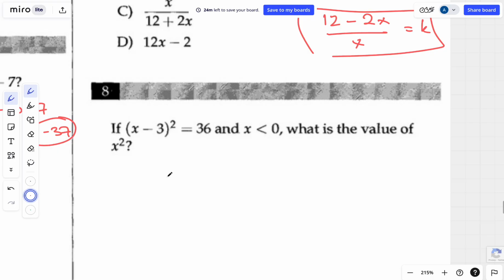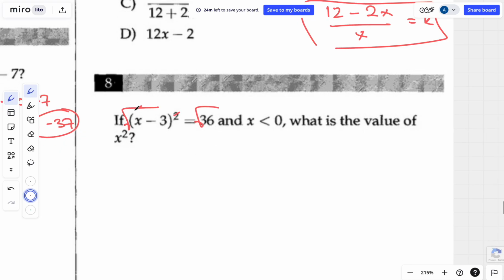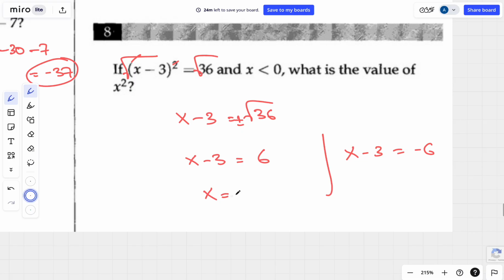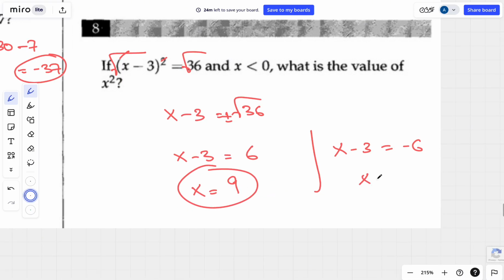Question 8. We need to find the value of x squared. So we can take the root on both sides, root this and root this. This cancels with this. We get x minus 3 is equal to root 36. You can write root 36 as 6. So x minus 3 is equal to plus and minus 6. So I'll write that here. Plus 6 or minus 6, because it can be both. So that means x is equal to 6 plus 3, which is 9, or x is equal to minus 6 plus 3, which is negative 3.